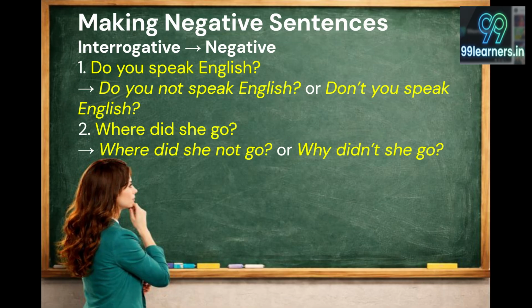Interrogative to negative. Rule: put not after the auxiliary, or use a negative form of auxiliary. For yes or no questions use don't or doesn't or didn't, or auxiliary plus not. For WH questions, keep the WH word, then the auxiliary plus not. Examples: Do you speak English? Do you not speak English? Formal, or don't you speak English? Common: Where did she go? Where did she not go? Less common, or why didn't she go? More natural for asking reason.